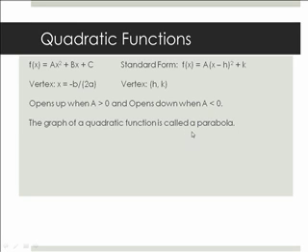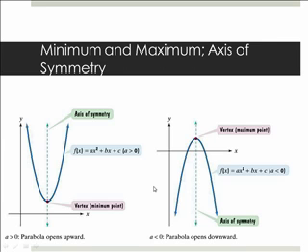The graph of a quadratic function is called a parabola. So a parabola is a U-shaped curve. Could open up or down, could even open left or right, but the functions that we're going to look at are going to open up or down. So again, a parabola opens upwards when the value of a is positive, and it opens downwards when the value of a is negative.